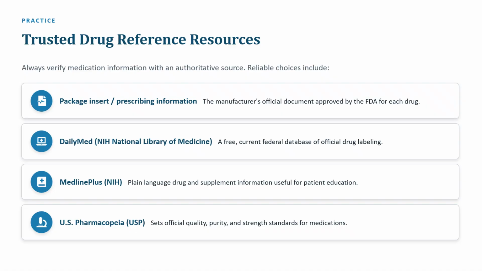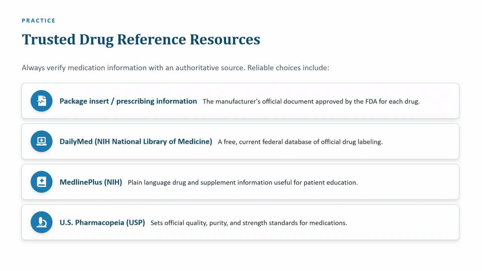When you need medication information, where should you look? The rule is simple. Always verify with an authoritative source, never with a random website or from memory alone. Here are 4 reliable options you can actually use. First, the package insert, also called the prescribing information. This is the manufacturer's official document approved by the FDA. It lists indications, dosage, contraindications, warnings, and more for that specific drug.